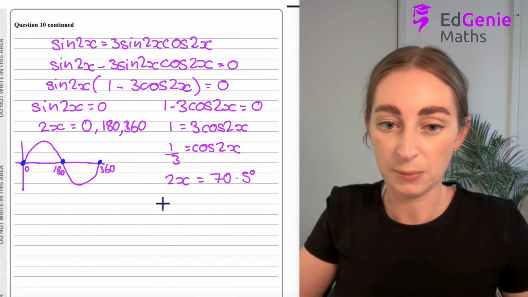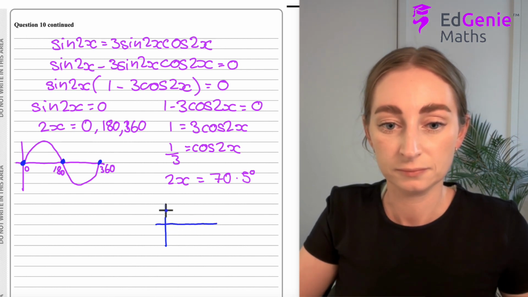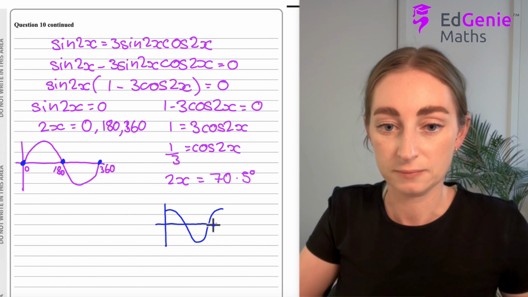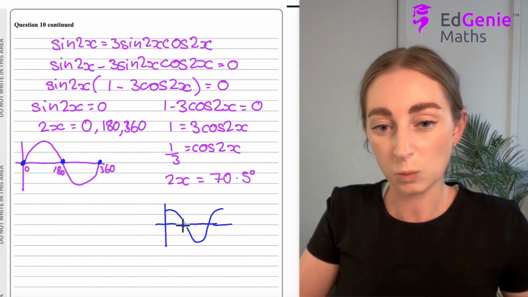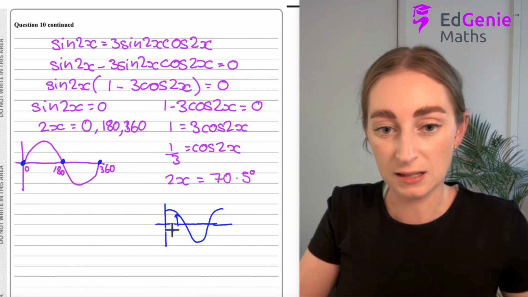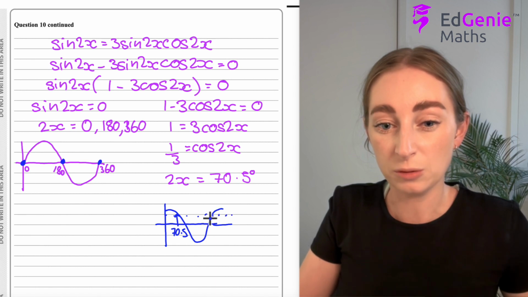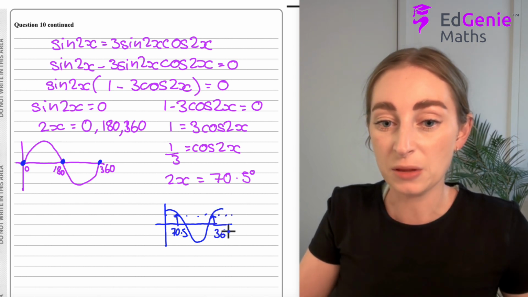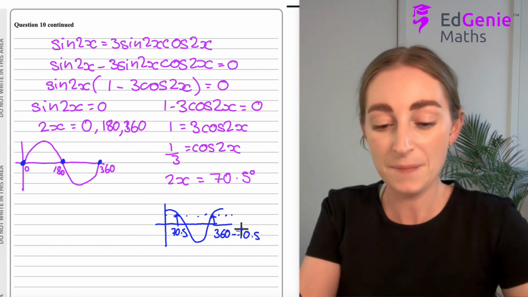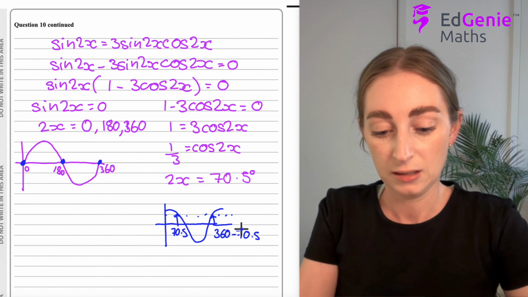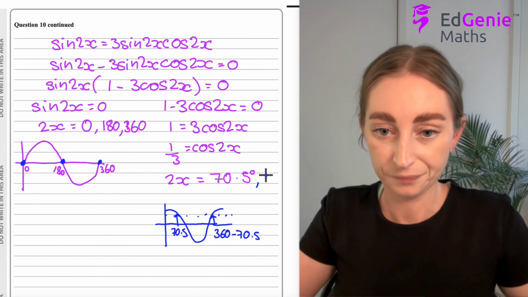Now let's do the same with the cosine graph. So this is 360, that's 180, that's 90, so 70 is about there, 70.5. So we're also going to have one more solution over here, and that's going to be 360 minus 70.5, because this distance here is 70.5. So we have got 289.5.